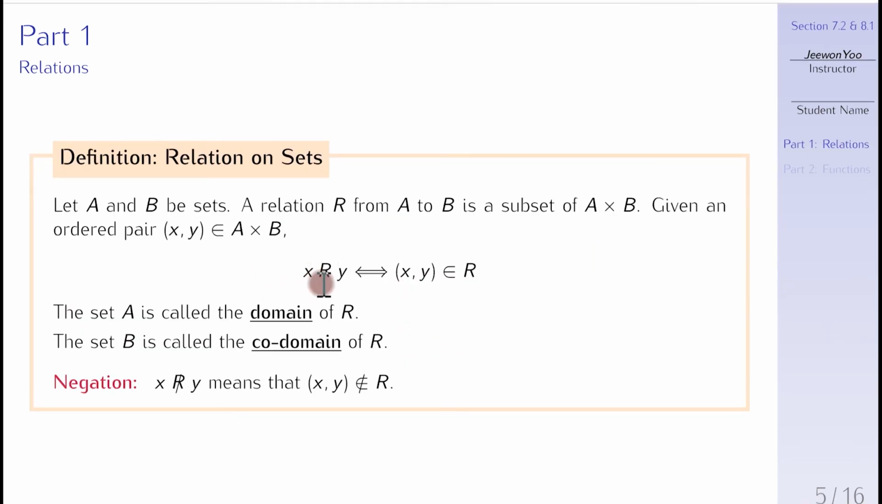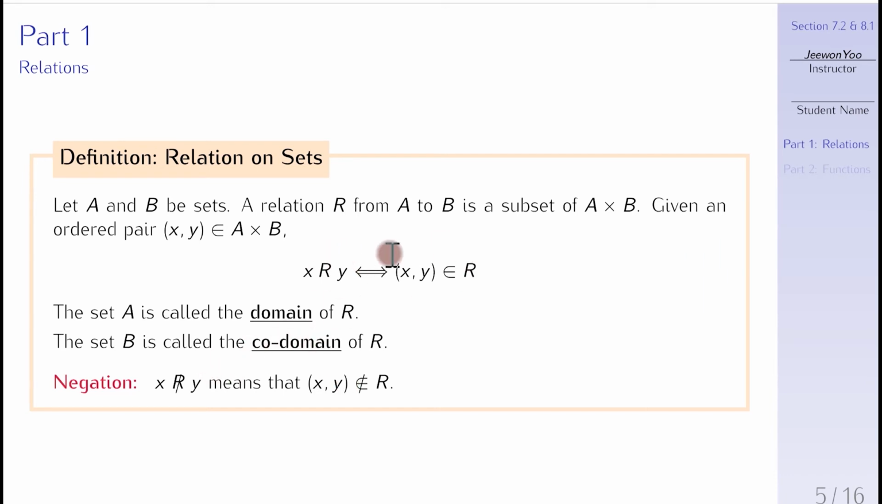We say x is related to y. However, one thing that I want you to remember is that x comes from A, y comes from B, okay? If and only if this ordered pair belongs to R. Please note, A is called the domain of the relation R, and B is called the codomain of R. It's not the range, okay? Range is the subset of the codomain. I know in high school we are more familiar with the term range, okay? But codomain is bigger than the range. Range is a subset of the codomain, okay? If you have taken matrix algebra, then you probably understand what I mean by that.